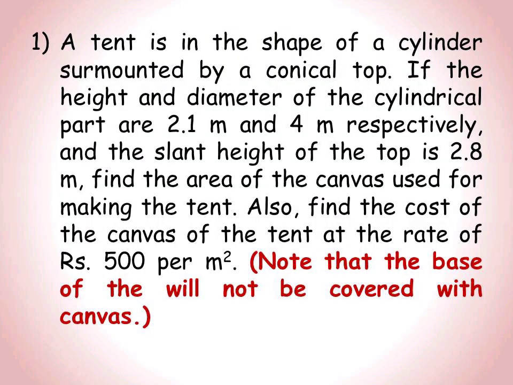First question, a tent is in the shape of a cylinder surmounted by a conical top. If the height and diameter of the cylindrical part are 2.1 meters and 4 meters respectively and the slant height of the top is 2.8 meters, we need to find out the area of canvas used for making the tent and also the cost of the canvas of the tent at the rate of 500 per meter square.